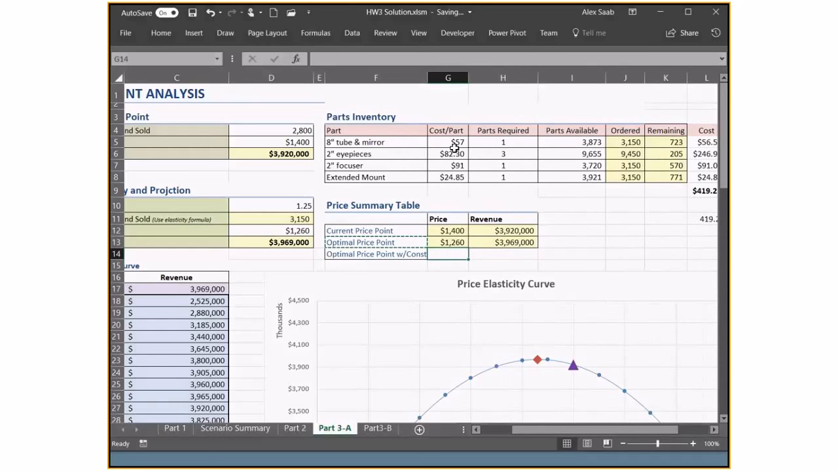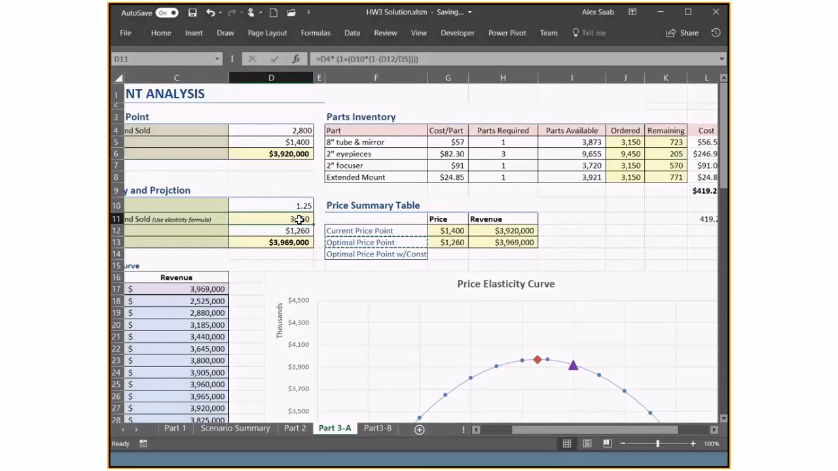This is if we want to account for the inventory. So if every piece we produce uses one piece of 8-inch tube, 3 pieces of the second one, one piece of the focuser, and 1 piece of the extended mount, how much can we practically produce? So this is how many parts are available in the inventory. So we need to find out how we can link how many parts will be ordered of each piece compared to how much we're producing.